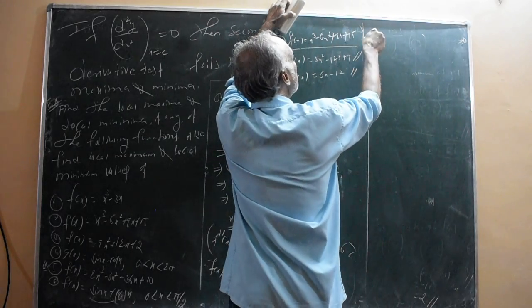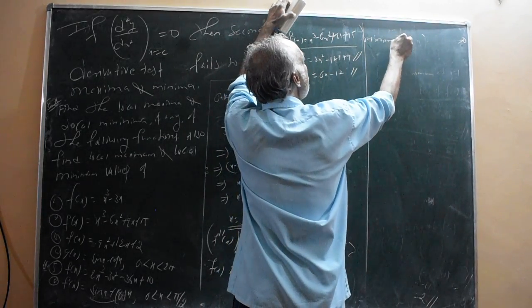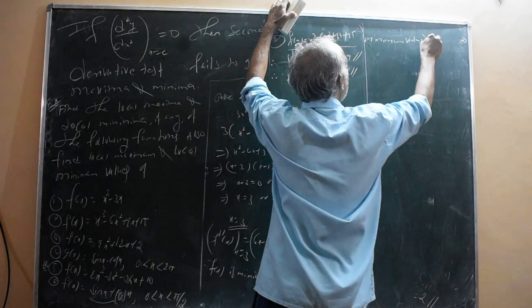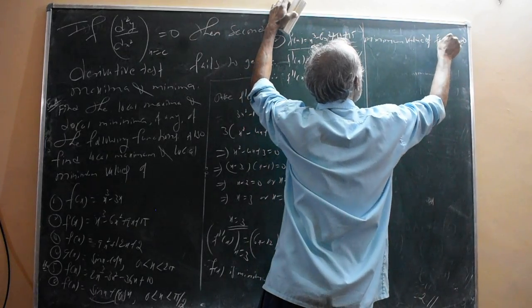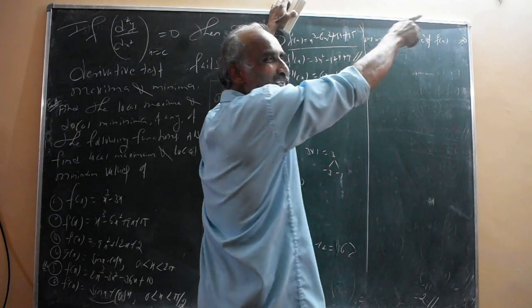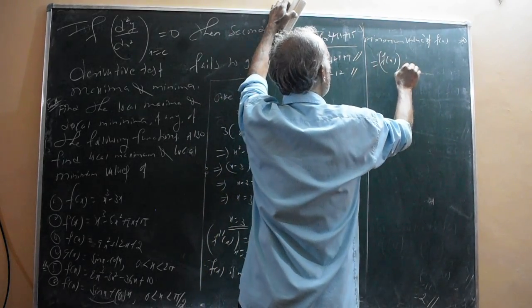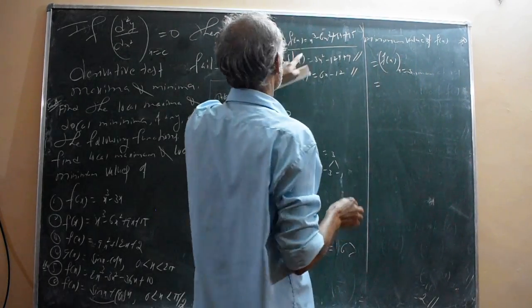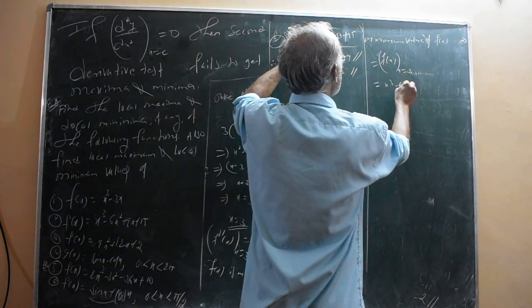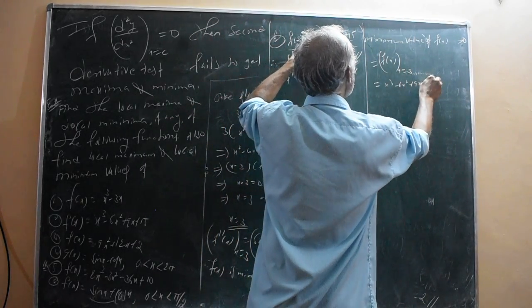Minimum value of f of x is equal to nothing but 1. In f of x, you take x is equal to 3. That is, f of x is what? x cubed minus 6x squared plus 9x plus 15.